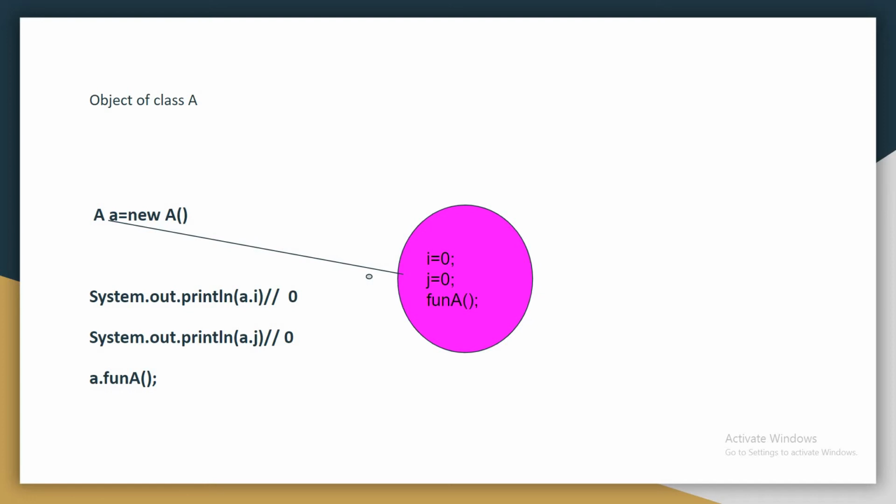So what happens when we call a dot i? It will print 0 because the current value of i is 0. If we use a dot j, then it also prints 0 because its default value is 0. What happens when a dot function a is called? Then function a's functionality comes into the RAM and it will execute whatever statements we have written inside function a. So let's get started.